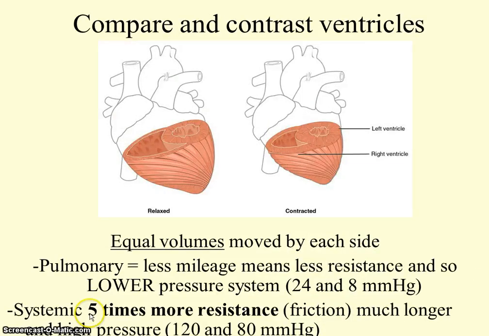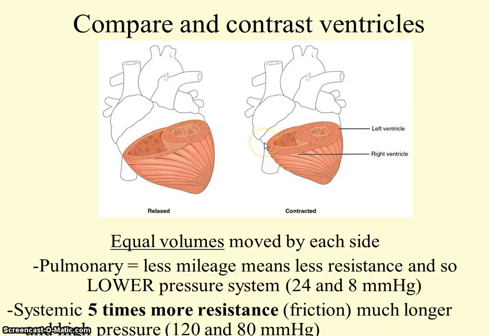So comparing and contrasting ventricles, this is really nice. Relaxed versus contracted, lovely cartoon. The chambers are shown here, the ventricular chambers, and the wall is really what you want to pay attention to. So the right chamber is quite a bit thinner than the left. The right ventricle is much thinner than the left ventricle. Well, the right ventricle does not work nearly as hard.